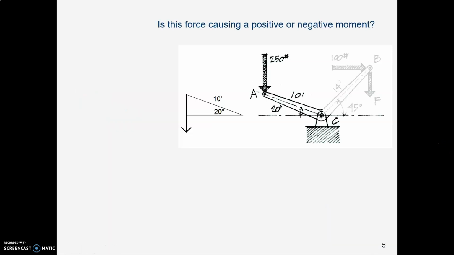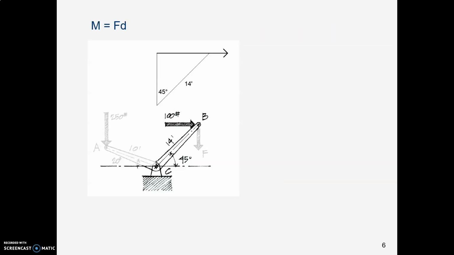Now let's think about, is that a positive or a negative moment? That force is trying to rotate counterclockwise, which means that's a positive moment. Okay, now let's look at the 100-pound force. And I've drawn a triangle for you.